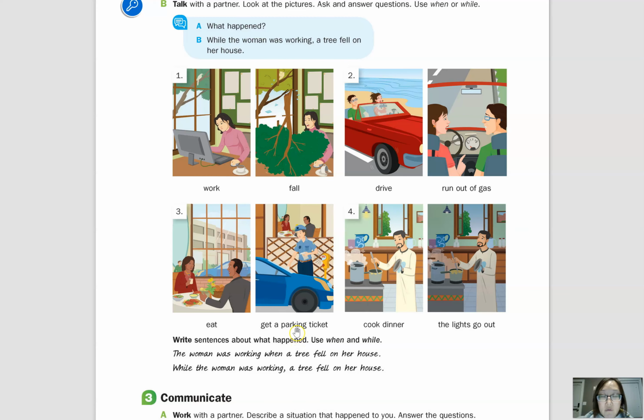Okay? And then finally, number 4, what happened? We can say, while the man was cooking dinner, the lights went out. And remember, you can put the adverb clause at the end as well. So you can say, the lights went out while the man was cooking dinner. Okay? And again, we can use when with the interruption. So we can say, when the lights went out, the man was cooking dinner. Or, the man was cooking dinner when the lights went out.